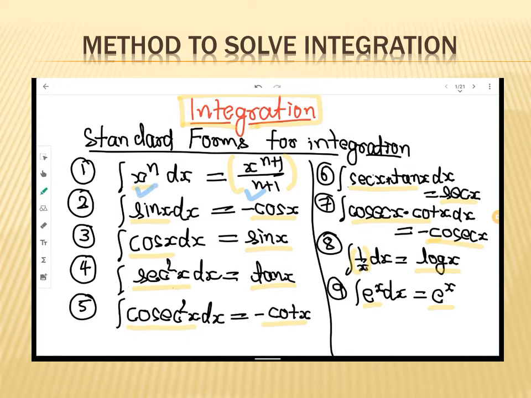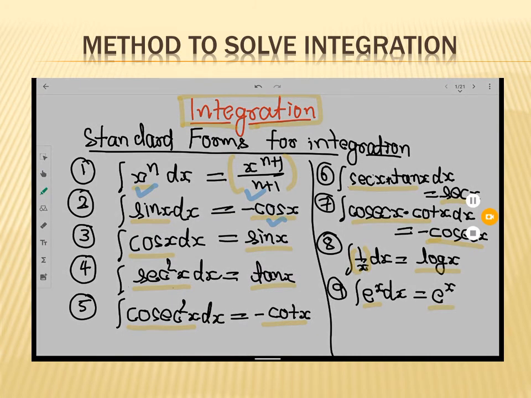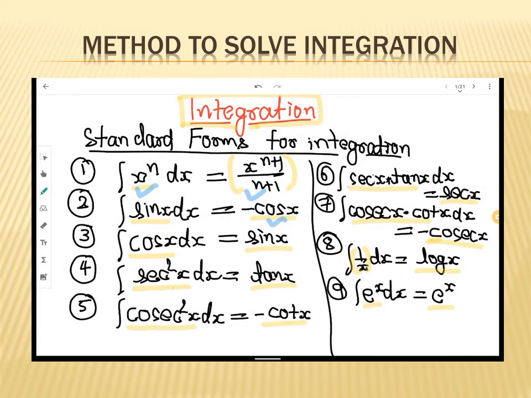If we differentiate cos x, then we get minus sin x. If we differentiate sin x, then we get cos x. If we differentiate tan x, then we get sec square x. If we differentiate cot x, then we get minus cosec square x. If we differentiate sec x, then we get sec x tan x. If we differentiate cosec x, then we get minus cosec x cot x.